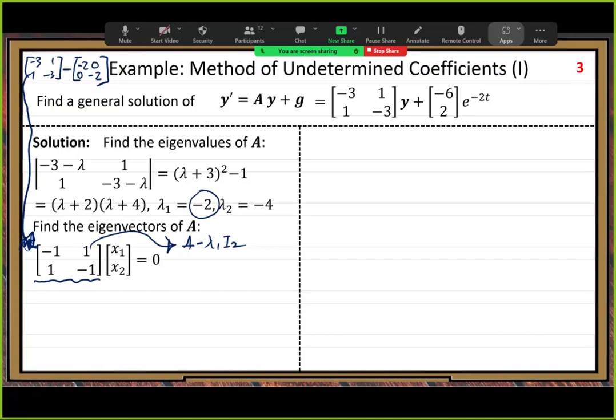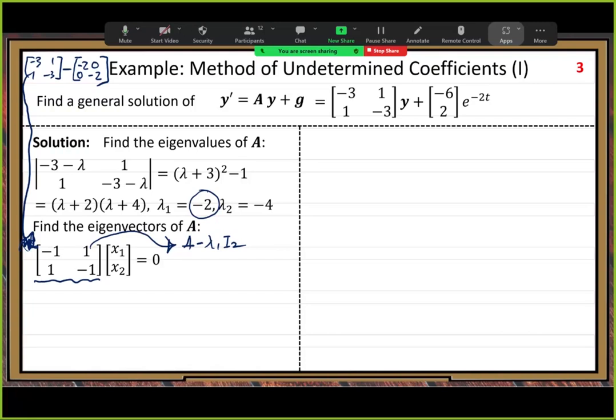Now, our next step, we need to find simple x1, x2 values that satisfy this equation. The solution is not unique. There are many solutions. We just want to find relatively simple solutions.